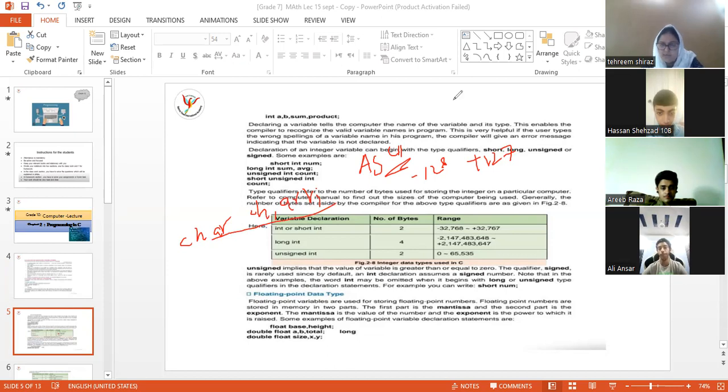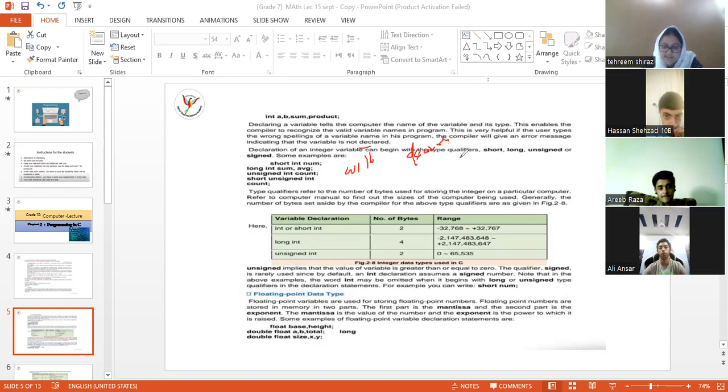Now the third one is float. What is the float data type? Float data type holds values with decimal points, and they occupy 4 bytes of memory space. Integer type holds 2 bytes of memory space. Character type holds 1 byte of memory space. And float variables hold 4 bytes of memory space, right?